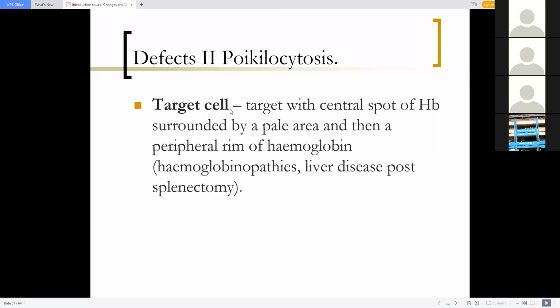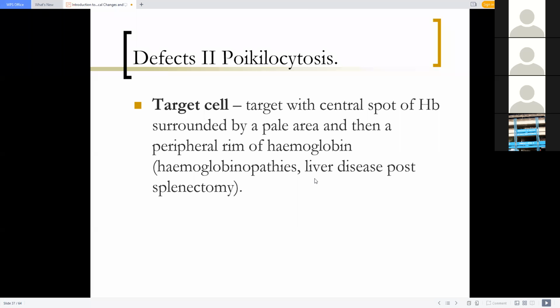Target cells, we see them, it's a cell where you get an area of hemoglobinization, an area of central pallor, and then a point of hemoglobinization again within the center of the cell. I'm going to show you a picture. We call that a target cell. And we see target cells in hemoglobinopathies: sickle cell, hemoglobin C, hemoglobin D, all those are hemoglobinopathies. In thalassemias, because thalassemias are also hemoglobinopathies, you see target cells. They're also seen in liver disease, and they can also be seen in patients who have had their spleen removed.